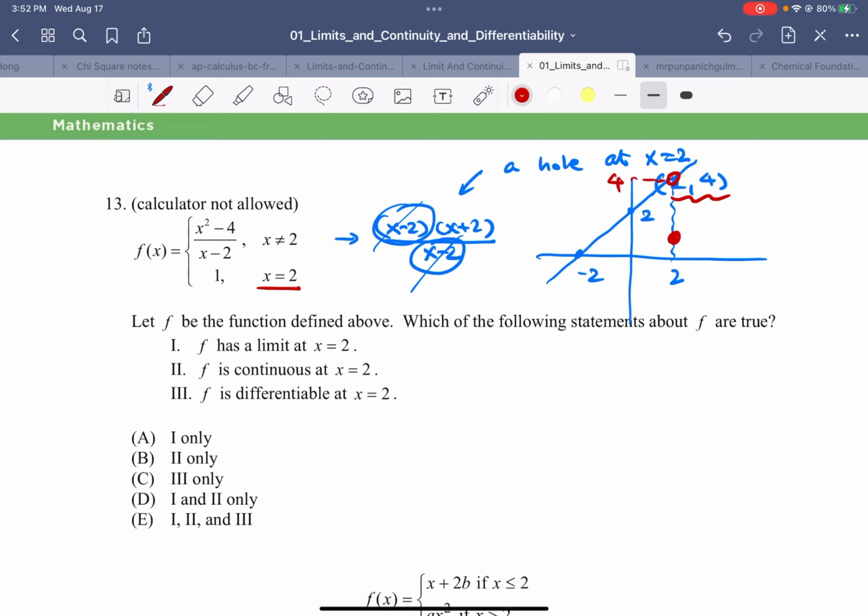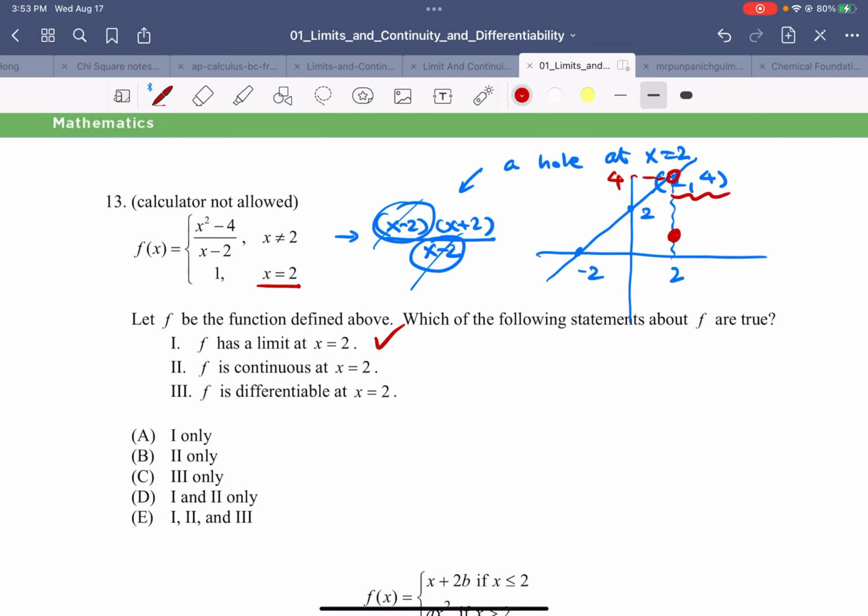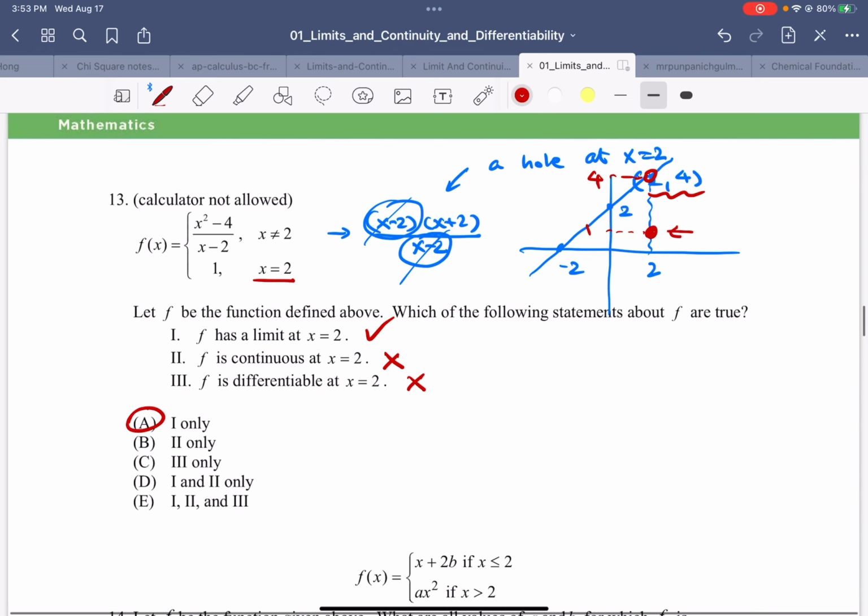Okay, so which of the following is true? F has a limit at x equals 2. Yeah, there's a hole. So even if there's a hole, you still have a limit as x approaches 2, and the y value approaches 4. So it has a limit, yes. Continuous? No. There's a hole there. And f of 2 is 1, so it is not continuous. Is it differentiable? Since it's not continuous, then automatically not differentiable. So 1 only. Okay? So if you quickly graph it, then you can answer easily.